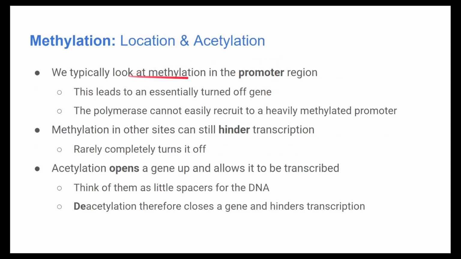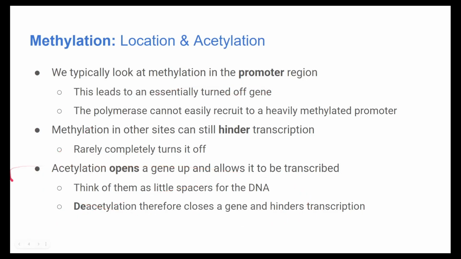Okay. Usually we're looking at methylation in a promoter region. Anywhere can be methylated. That's usually bad for transcription. But if we say a promoter is methylated, we're probably just saying that gene is turned off. That's how it works. The polymerase cannot easily recruit to a heavily methylated promoter for the reasons I described before. Bunch of little spiky things. The polymerase doesn't want to go there anymore because there's a bunch of methyls in the way. So, methylation in a promoter turns off the gene.